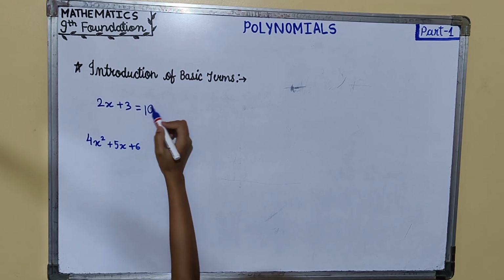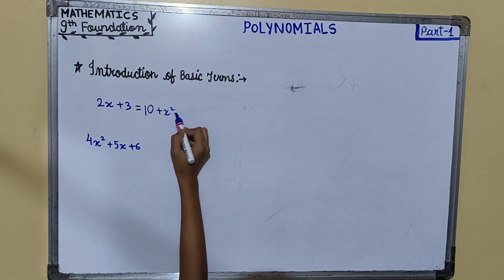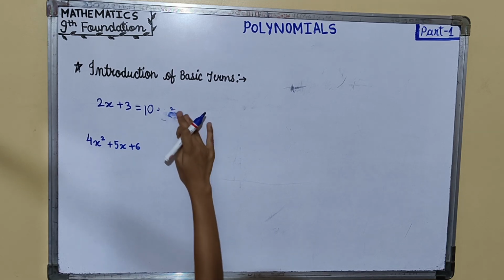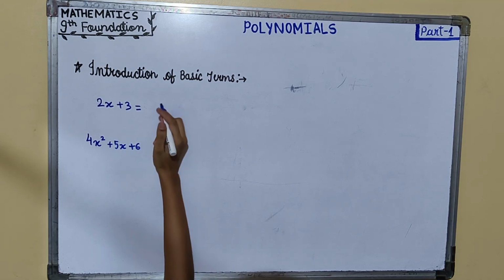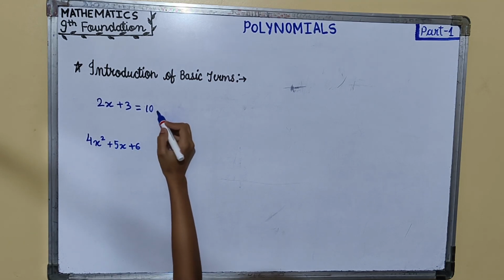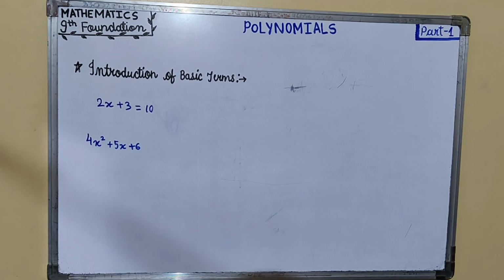This can be 10, or 10 plus x square plus y, anything; this will become the equation. So let us take 10. Now this is the example of an equation and this is the example of an expression.